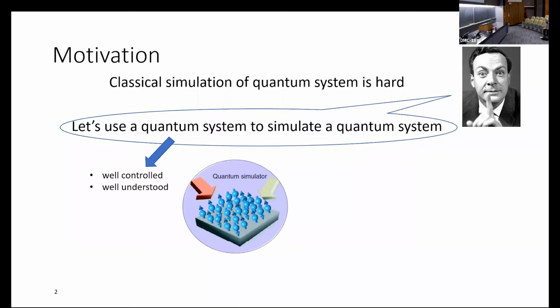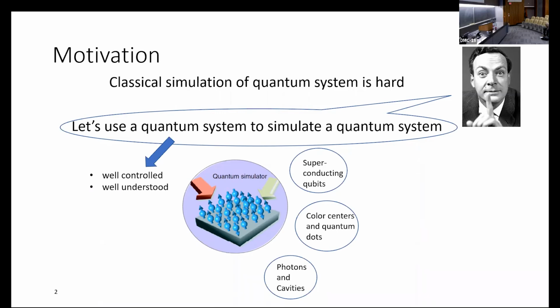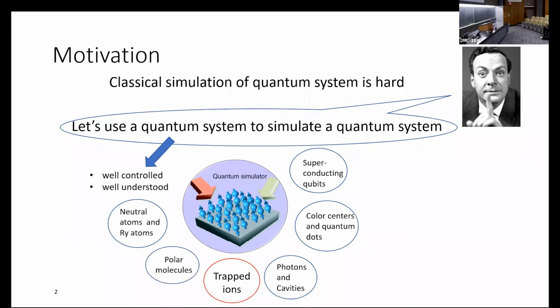There are a few examples of these quantum simulators that we have seen in the talks so far: superconducting qubits, like Dominic talked about, or color centers and quantum dots, or photons in cavities, or neutral atoms in optical lattices, or Rydberg atoms in tweezer arrays, which Matt Saffman talked about in the summer school lectures, and polar molecules, and trapped ions, which is the focus of my work and many people at the Duke Quantum Center. So that's what I'm going to talk about.